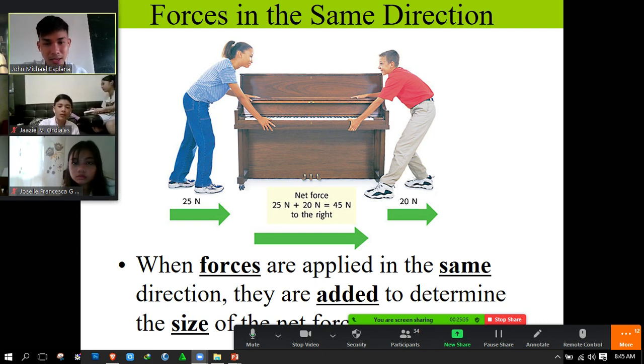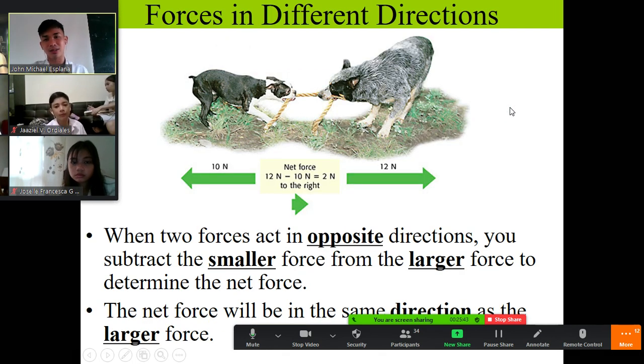So let's have an example of the forces in opposite direction. So ang example nun, yung sa tug of war. Okay, so tingnan nyo yung aso.